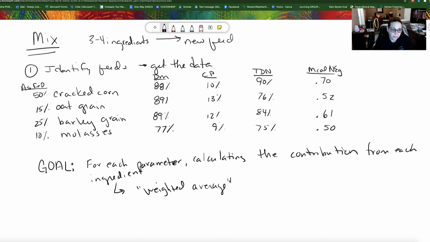So now we're going to go into our next step. I'm going to go ahead and move this up a little bit, and I will share the whiteboard for those that would like it.